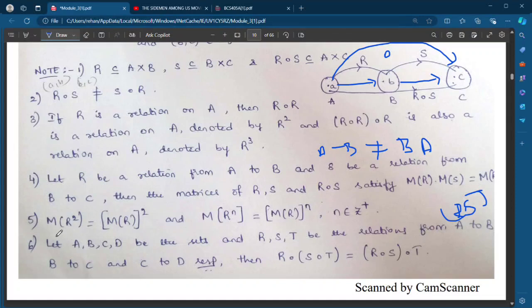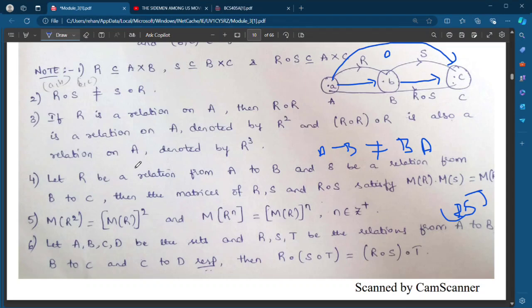The matrix of R squared is equal to M of R whole squared, the Boolean matrix power. And M of R to the power n is equal to M of R to the power of n, where n belongs to any positive integer.